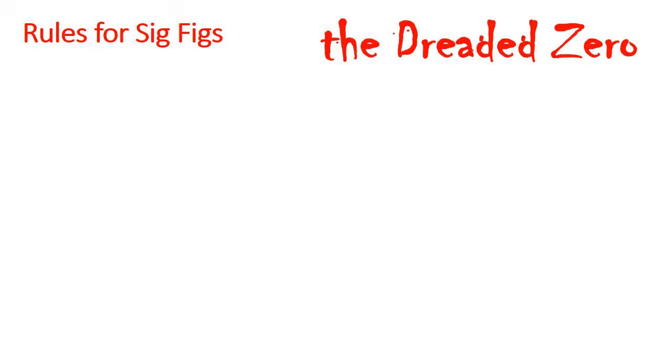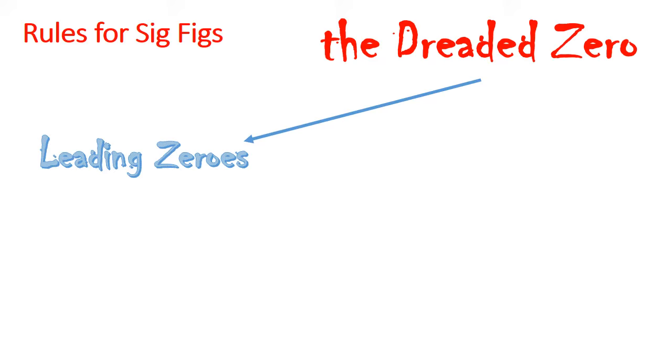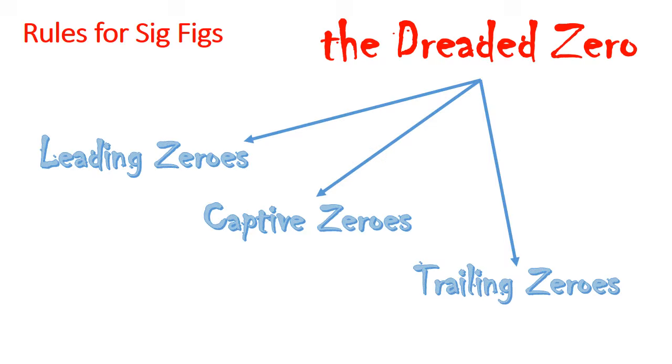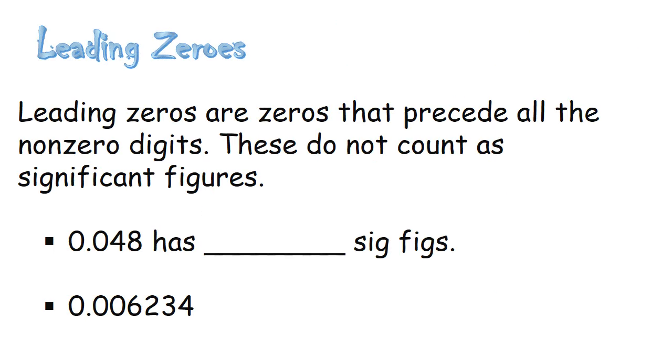Yeah, sig figs, absolutely easy, right up until you get to, that's right, the dreaded 0. There are 3 different rules governing zeros, and they trip students up all the time, so pay attention. We have 3 classifications of zeros. We have leading zeros, captive zeros, and trailing zeros. So let's start with leading zeros.